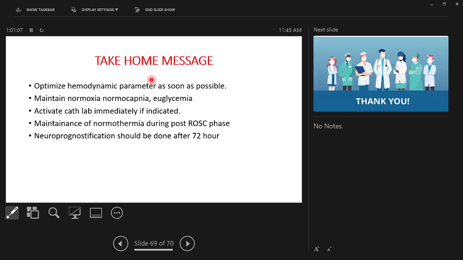So what will be my take home is, after post cardiac arrest care, we should optimize the hemodynamic parameters as soon as possible. We should maintain normoxia, normocapnia, and euglycemia, and we should activate the cath lab immediately if indicated, if we are getting the indications that I have discussed before, if you are getting a STEMI, or a patient with suspected cardiac origin with NSTEMI who is either electrically or hemodynamically unstable. Then regarding TTM, maintenance of normothermia will be better during the post ROSC phase rather than getting TTM. And last but not least, neuroprognostication should be done after 72 hours.